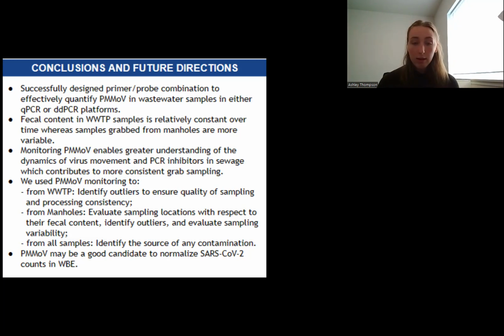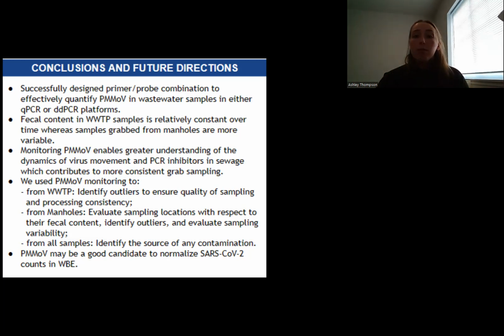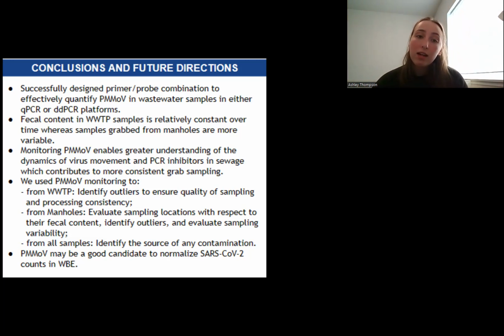And when it comes to all of our samples, PMMoV has been a great way to identify any sources of contamination, especially in your negative control or extraction controls, where it might be missed in other platforms. Based on all of this and our experiences, we have determined that PMMoV may be a good candidate to normalize SARS-CoV-2 counts in wastewater-based epidemiology.